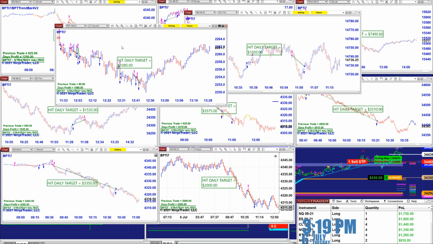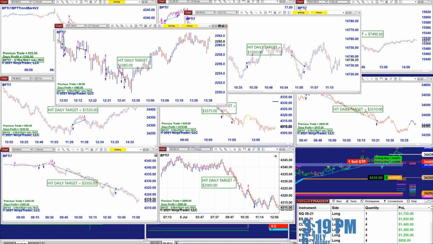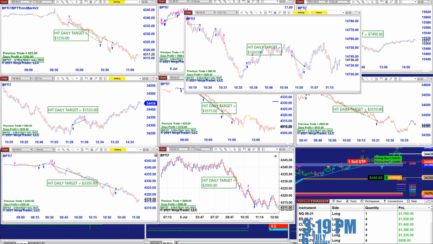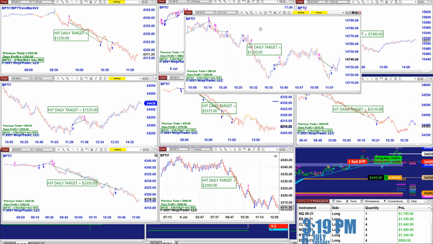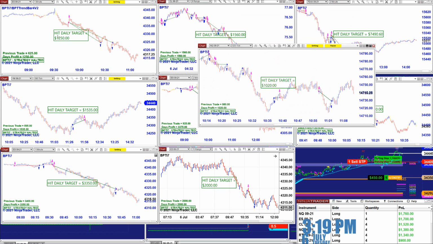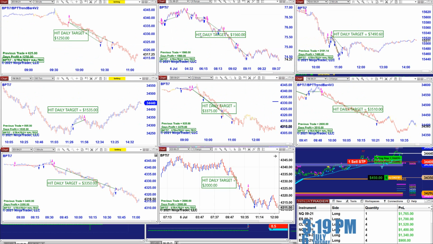Russell scalping 57 takes, 1000. Nasdaq scalping 520 takes. CL 9 range. This is a beauty. A lot of nice trades. 8 range.